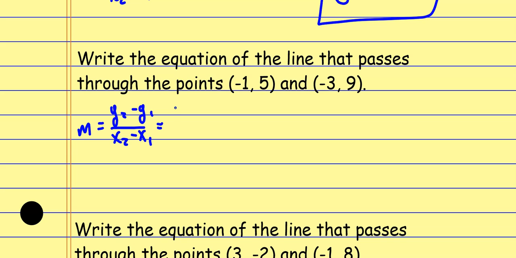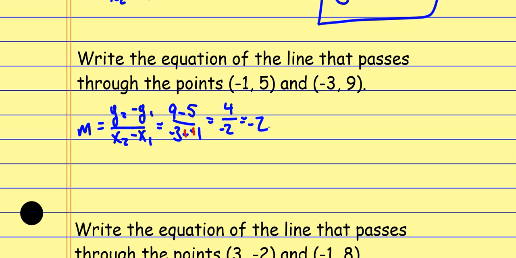The second y value is a 9 minus the first y value is a 5. The second x value is a -3 minus the first x value, which is a -1. And now subtraction is adding the opposite. So here this gives me a 4 over a -2, which is -2.